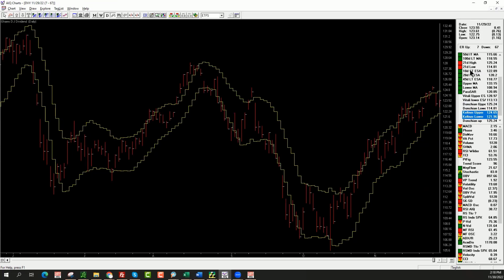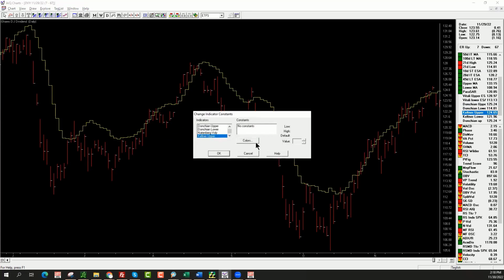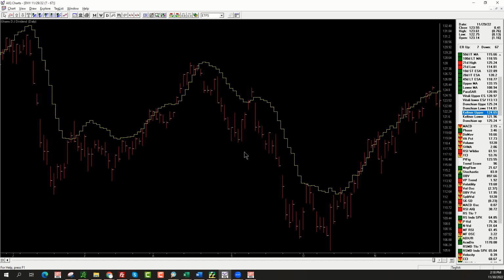Unlike regular indicators that are part of the control panel, where you can change constants, when you double click on one of these, the only thing you can change is the color, because the constants are all based upon the definitions in the Expert Design Studio file. So if you want to change any of the constants on these, you need to go into that Expert Design Studio file and do it.